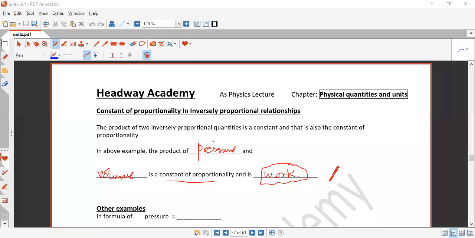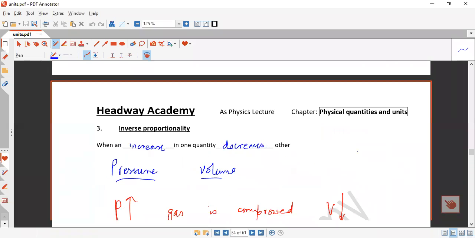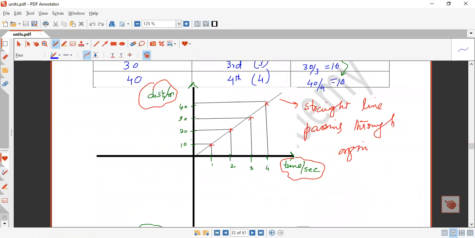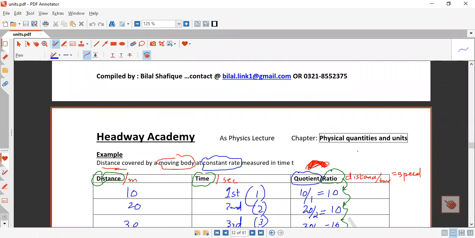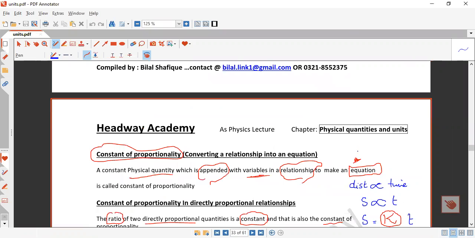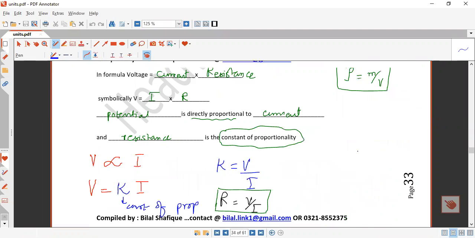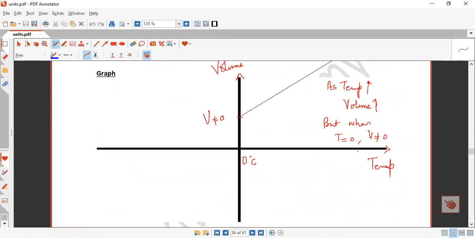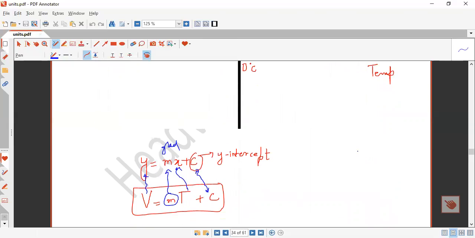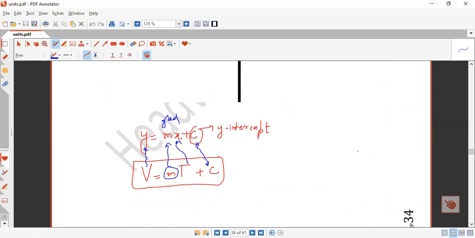That we did, what, proportionalities. We started with direct proportionality, and I told you two quantities are directly proportional when the graph between them is a straight line passing through the origin, and the ratio between them is constant. Remember? And then we went to linear proportionality, like an increase in temperature increases volume, but when the temperature is zero, volume is not zero. So I told you this is the equation to explain that proportionality.